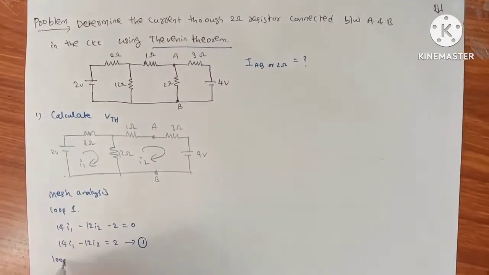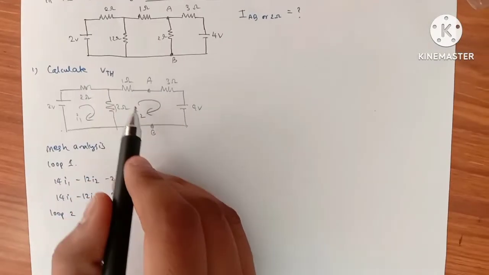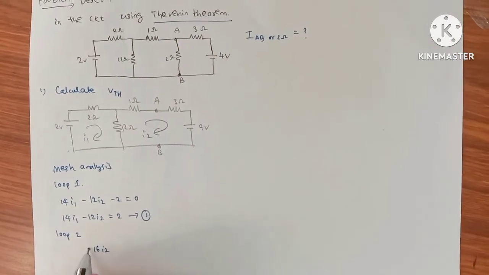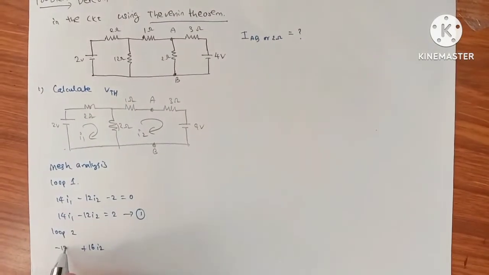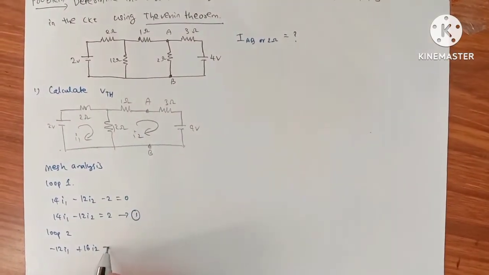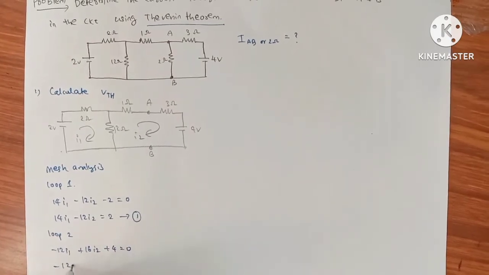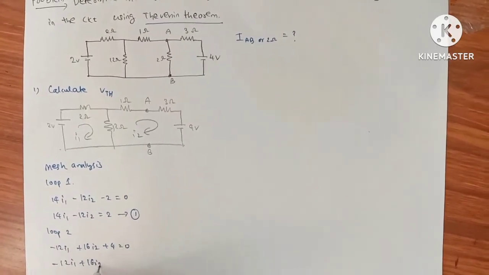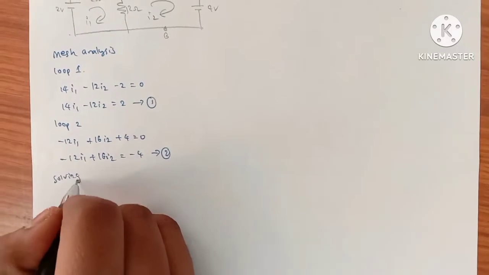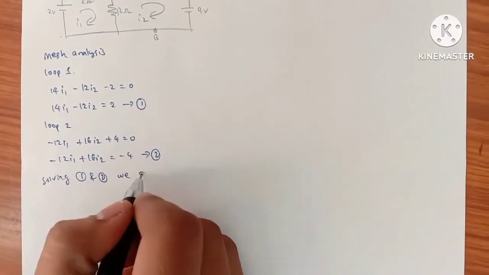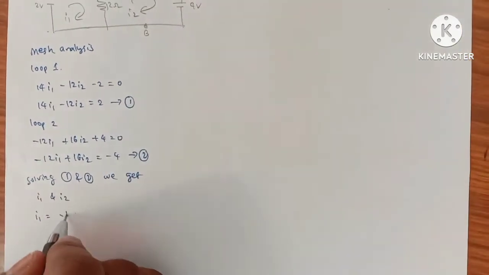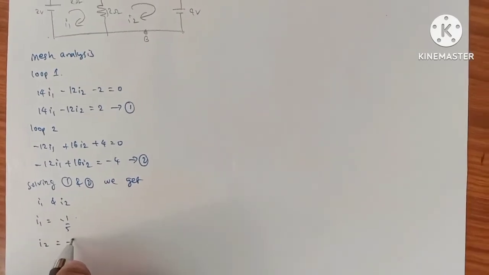And from loop 2, if we write the equation: 16 I2 minus 12 I1. Here I2 is touching the first positive terminal of 4 volts, so plus 4 equals 0. Now if we rewrite this equation, it equals minus 4. Consider this as equation 2. Solving 1 and 2, we get I1 equal to minus 1 by 5 amps and I2 equal to minus 2 by 5 amps.